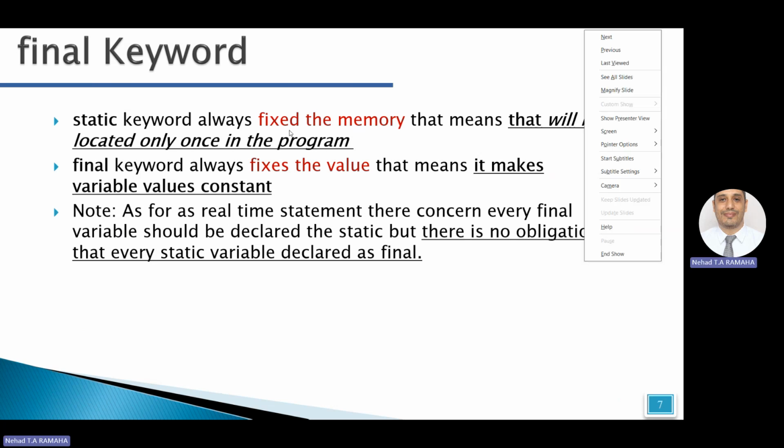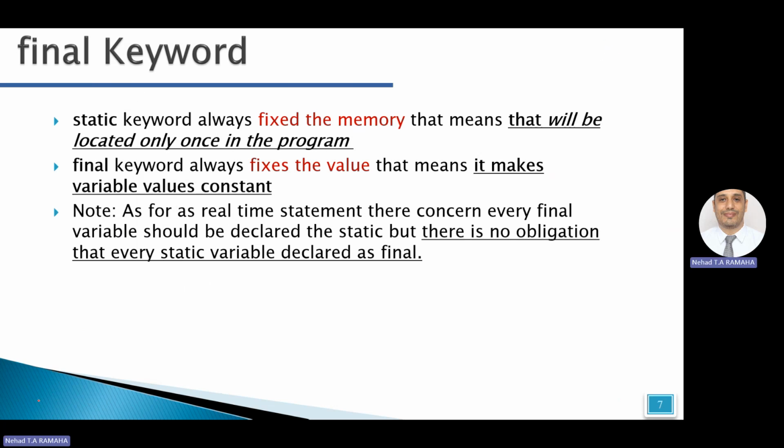Okay, what's the difference between static and final? Static means fixed memory. The memory is fixed. You have one memory for this variable. Final keyword means the value is fixed. You cannot change the value of the final variable. So it makes the variable constant.